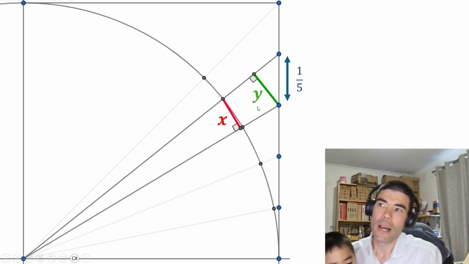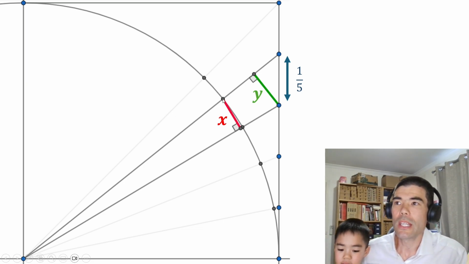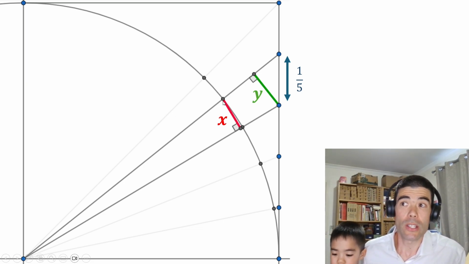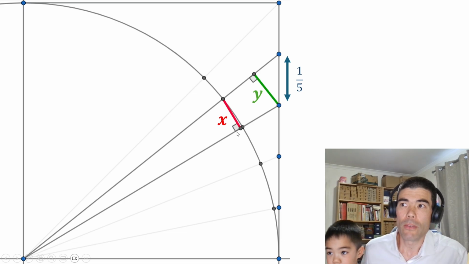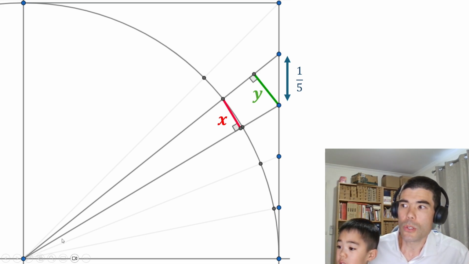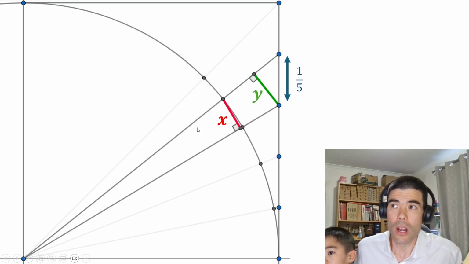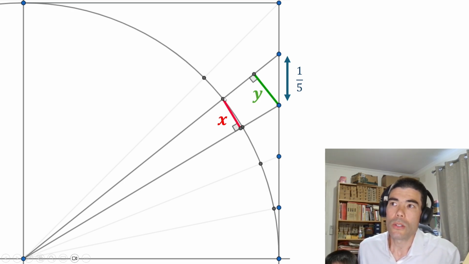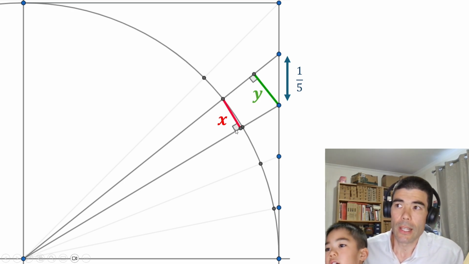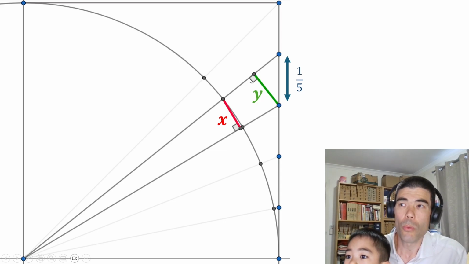So the good thing about these 2 triangles is they're actually similar. If we notice, they both have a right angle, and both of those 2 triangles share this angle down here. So the fact that those are similar triangles means what we can do is actually get this red length x in terms of this length y.